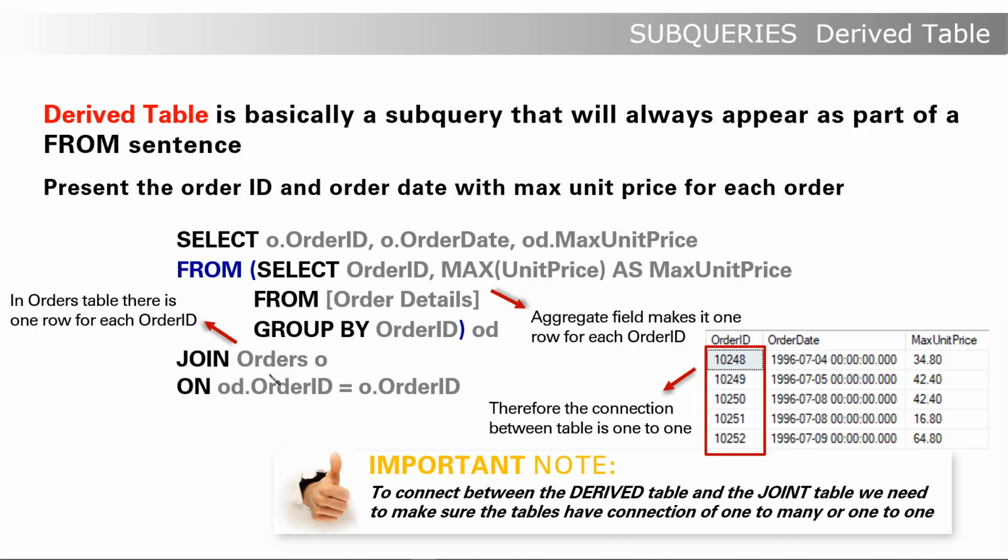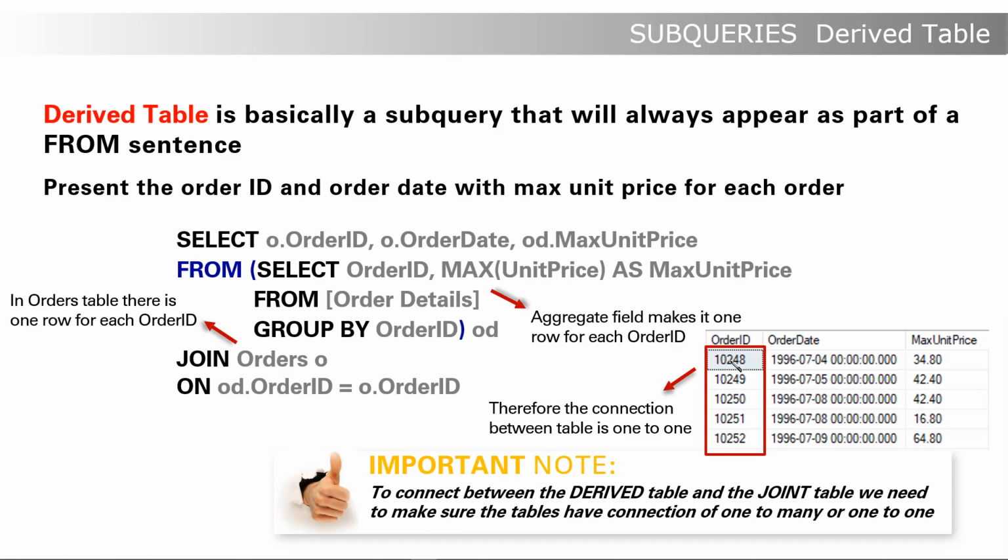After that, we will join it to the orders table, where we know we have one row for each order ID. The thing we need to remember when joining two tables is that we want a column that is related in both, such as order ID. We have order ID in the order details and order ID in the orders table, and we do it with OD.order ID equals O.order ID. One of them is the aggregate field, so we have one row for each order ID, and from the orders we also have one row because the order ID is a primary key and is unique.